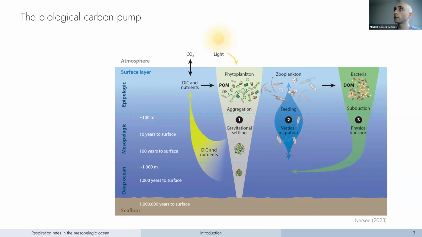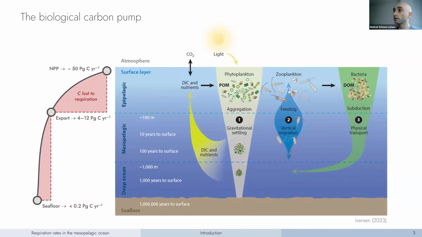To give you an idea of how much respiration can influence these vertical fluxes of carbon, from the roughly 50 petagrams of carbon per year of net primary production in the ocean, only around 4 to 12 petagrams of carbon get exported each year out of the epipelagic layer. So already a good chunk of it is respired within the epipelagic layer. But then within the mesopelagic, which goes from 200 to 1,000 meters roughly, also a significant fraction of it gets respired. And in this way it influences how much can reach the deep ocean.